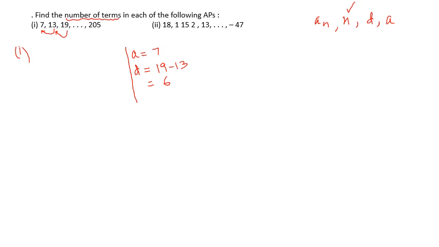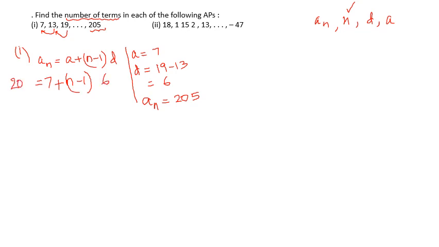Now what else is given? We are given a term 205. What is the importance of that? What is that 205? Last term, or we write it as the nth term. An is equal to 205. Okay, now we are going to put the equation an equal to a plus n minus 1 into d. How will we calculate? A is 7. 7 plus n minus 1 into d, which is 6. An is 205. Can you find the answer?